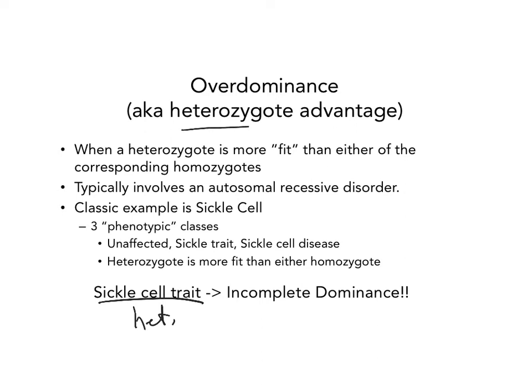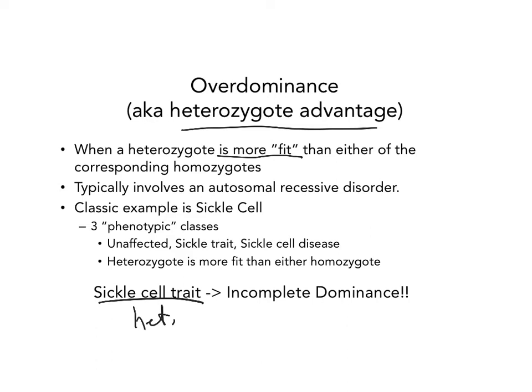Overdominance, which is also known as heterozygote advantage, is actually an evolutionary phenomenon, or a population genetics phenomenon. It's not really a type of dominance, so be careful with thinking that. Really, it's just a situation where the heterozygote is more fit than either of the corresponding homozygotes. But it's only in specific situations that a heterozygote would be more fit.